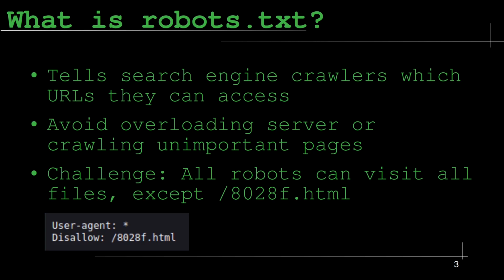In the challenge, the robots.txt had two lines. First, user agent star, and second, disallow /8028f.html. This tells all robots that they can visit all files except /8028f.html, which is contained in the disallow directive.